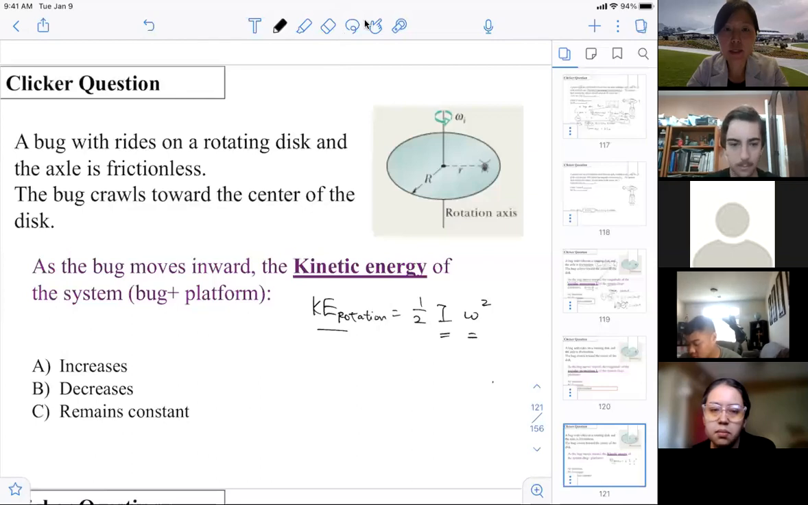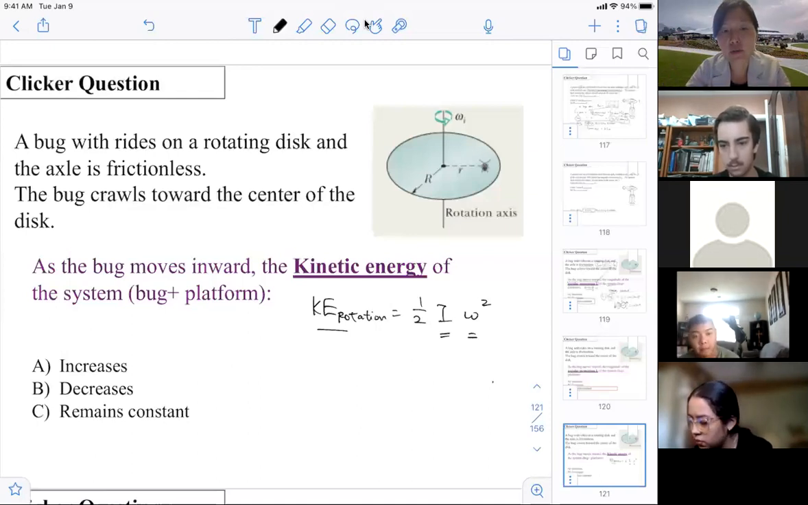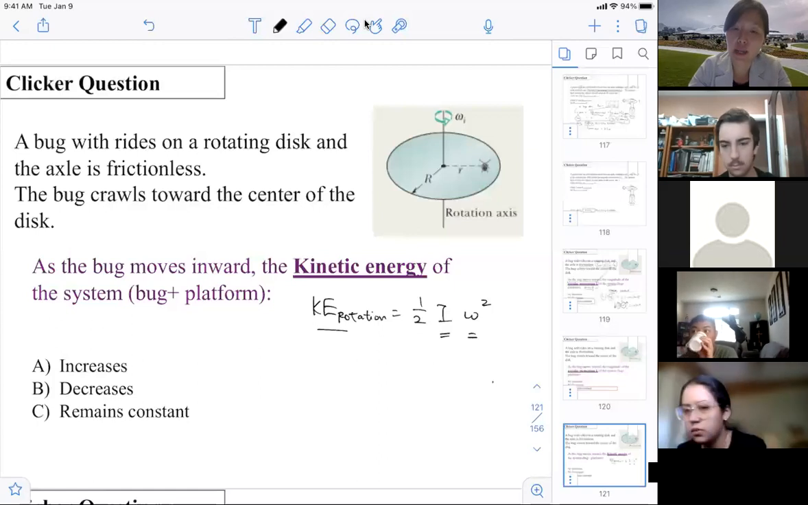Okay, so I hear two different thoughts. The first thought was the bug was crawling, so there is some kinetic energy associated with the motion inward. Let's just assume that the bug moves very slowly, because you can just move very slowly simply by changing your position. So we don't worry about the translational kinetic energy, and that's very small. We're only comparing the rotational kinetic energy before and after.